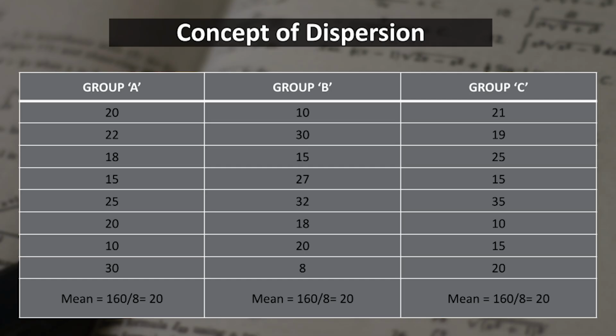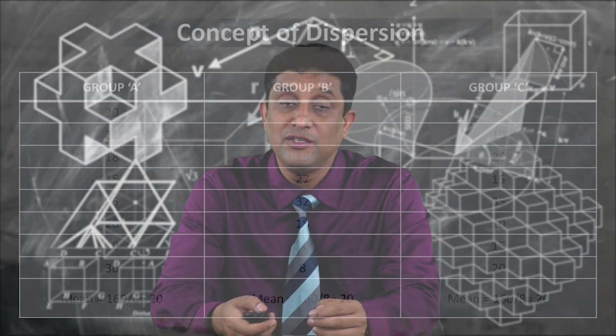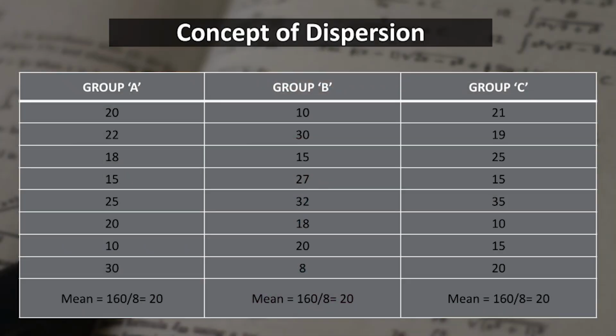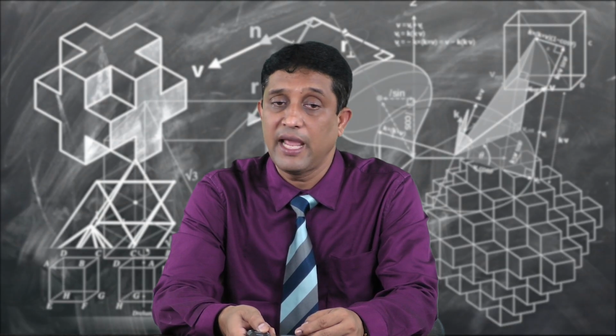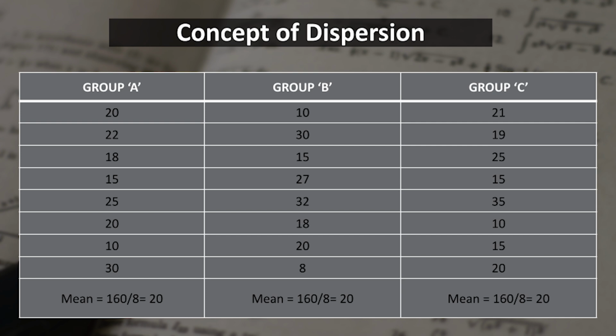But coincidentally, what we find here in group A, if I add the total scores, it will be 160, and the total number is 8 because the total number of students is 8. So if I calculate the mean score or the average score, that is sum of x upon n. n means 8 here. So if I add all these scores, it is 160, divided by the total number of cases, that is 8. So 160 upon 8 is equal to 20.